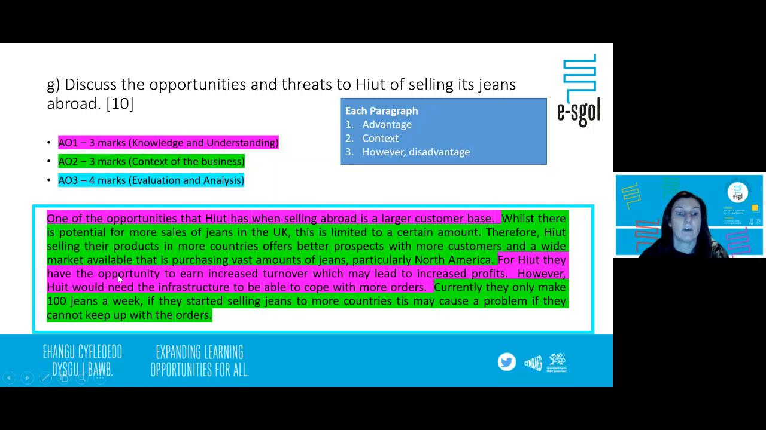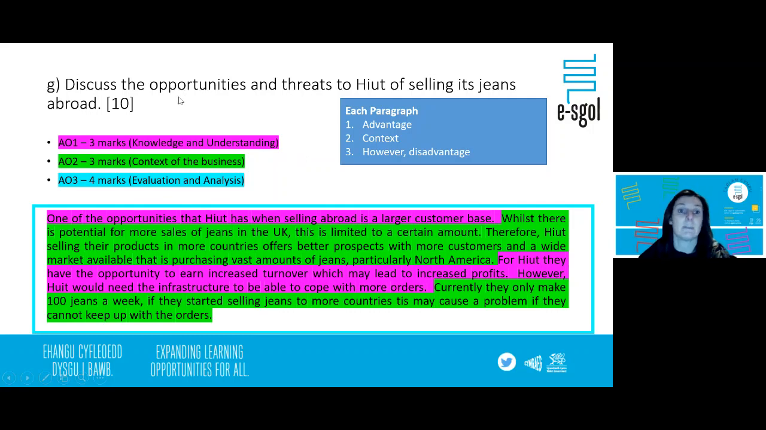For Hyatt, they have the opportunity to earn increased turnover, which may lead to increased profits. However, Hyatt would need the infrastructure to be able to cope with more orders. Currently, they only make 100 jeans a week, and again, I'm taking this from the case study. If they start selling jeans to more countries, it may cause a problem if they cannot keep up with the orders. So again, you're analysing it, you're saying what the advantage is, but then you're flipping it around and saying, well, yeah, but however, there is a problem with this. This is the problem. So you're analysing those.